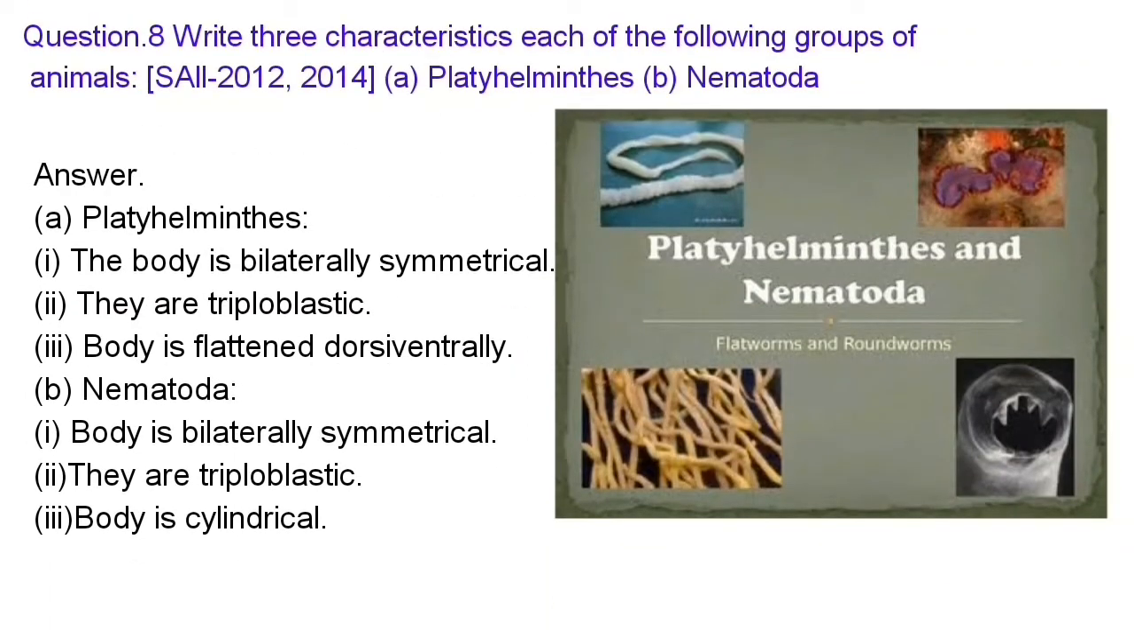The question here says, write three characteristics each of the following groups of animals. The first one is Platyhelminthes and the second one is Nematoda. This question was also there in SA2 2012 and 2014 in the board exams. Now let's come to the answers. The first one was Platyhelminthes. Their body is bilaterally symmetrical and they are triploblastic, and their body is dorsiventrally flattened. Whereas the Nematoda body is bilaterally symmetrical and they are triploblastic, but their body is cylindrical.